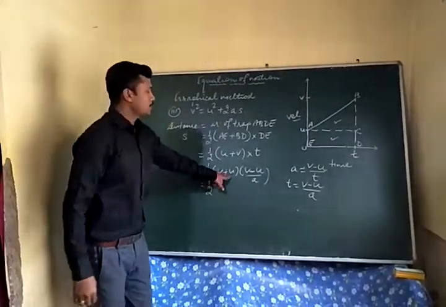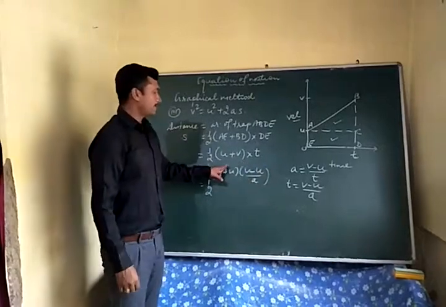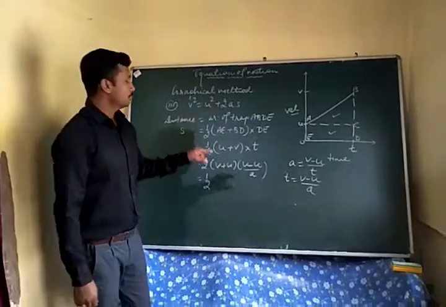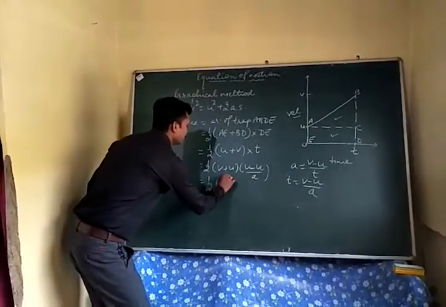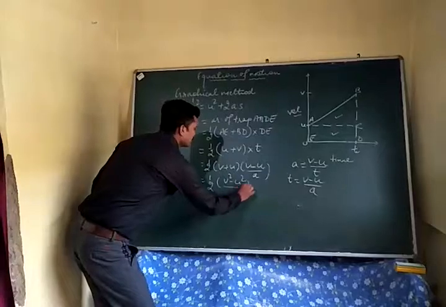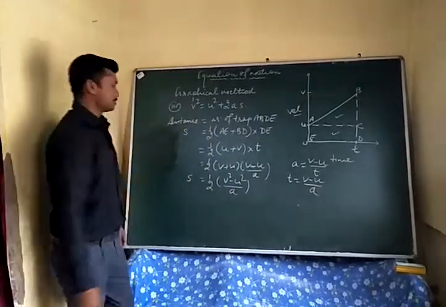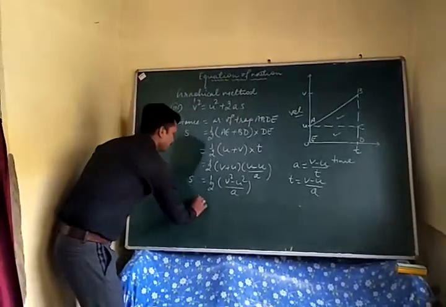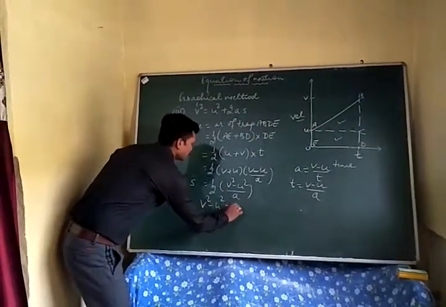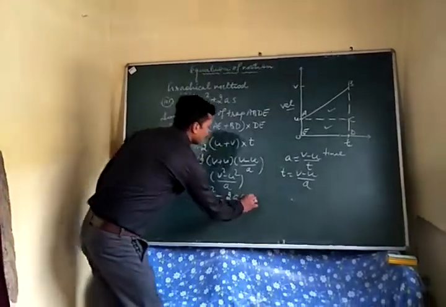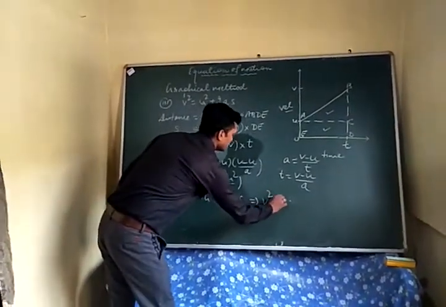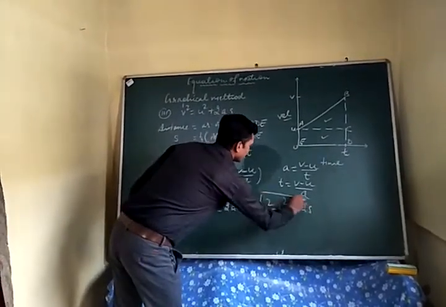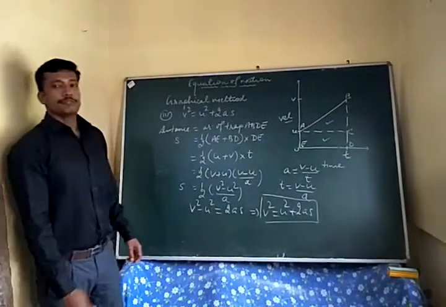Now you have (v + u) and (v − u). We have the formula (a + b)(a − b) = a² − b². Same way we can now write (v² − u²)/a on one side, and on this side it is s. You can take this 2 into a to this side, and you will get v² − u² = 2as, which implies that v² = u² + 2as. This is the third equation of motion.